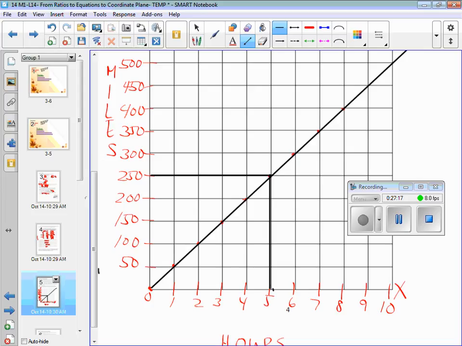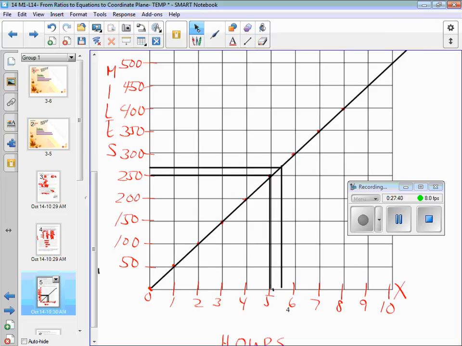5.5 hours, right, Aiden? So you find 5.5 hours. I'm going to use the line tool again. Here's my 5.5, halfway between 5 and 6, right? Trace it up until it meets the line. Then trace across. And even though this is not perfectly precise, that line's supposed to be halfway between 250 and 300, which is 275. Halfway between 50 and 100 is 75. So between 250 and 300, 275.